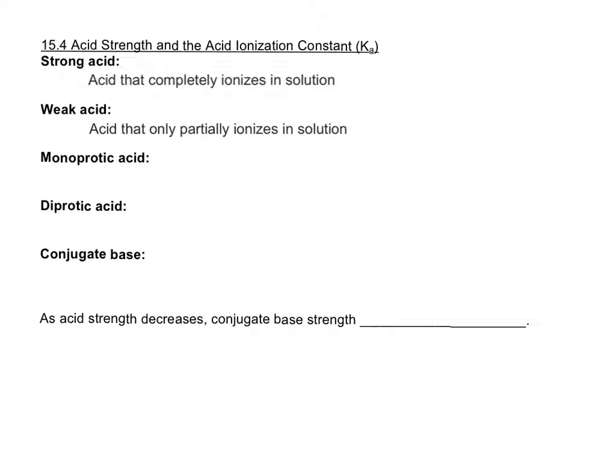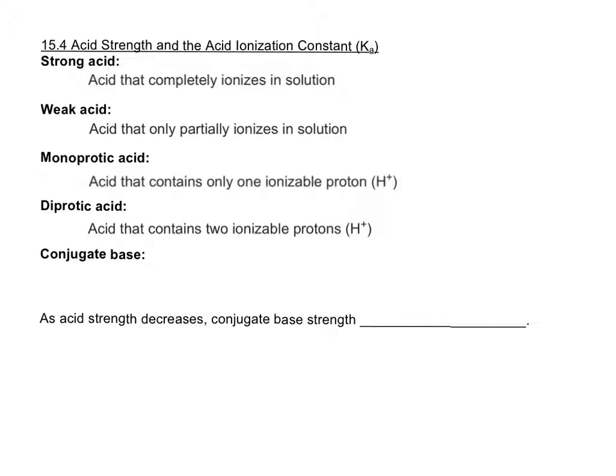A monoprotic acid is one that only has one ionizable proton, meaning that there's only one H plus for it to lose. So then, following from that, a diprotic acid would be one that has two ionizable protons, or two H pluses that it can donate. And then a conjugate base, which again we've covered in honors, is what's left after the proton is donated. So in the case of HCl, the conjugate base would be Cl minus that you get when you're done.